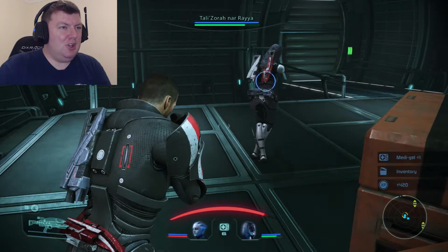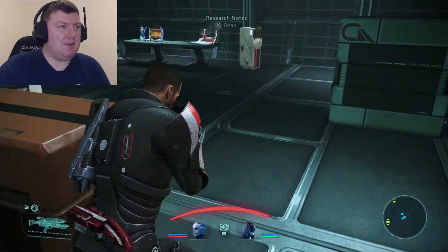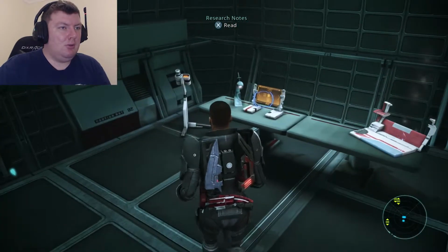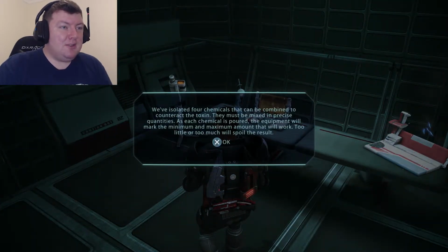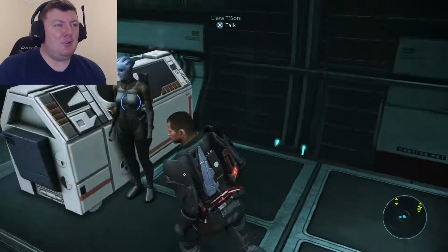How did you get down there? Oh, it doesn't matter. We've isolated 4 chemicals that could be combined to counteract the toxin. They must be mixed in precise quantities. As each chemical is poured, the equipment will mark the maximum amount that will work. Too little or too much will spoil the result. Maybe I should have read that before.